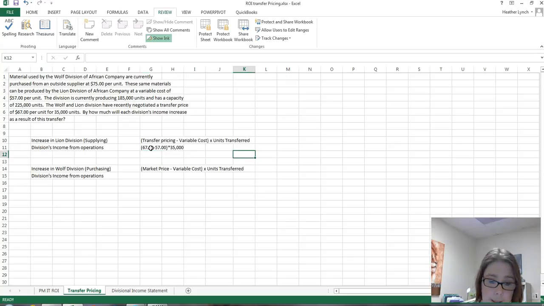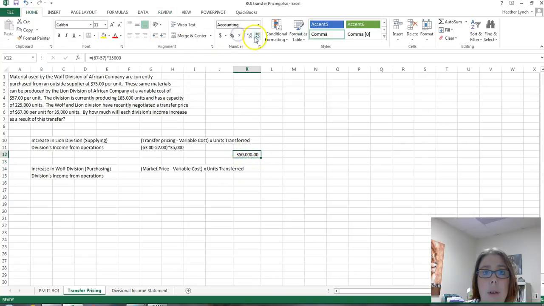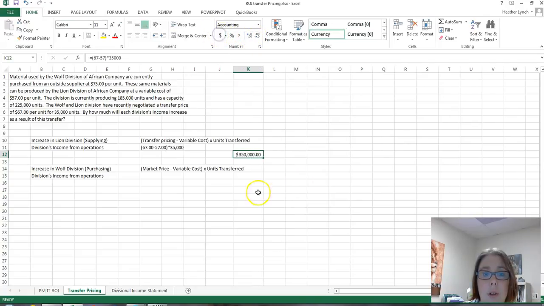So let's go ahead and do it where we have $67 minus the $57 times 35,000 units. Okay, I'm a picky person, I'm going to just do it in dollars. So the divisional income from operations is $350,000. Now, let's look at the Wolf division, we're going to see what happens for them.